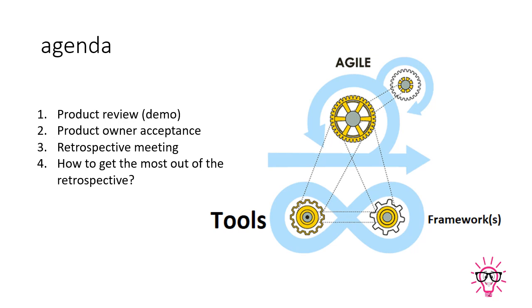Third point is retrospective meetings, how to conduct the retrospective meetings, and what the team is feeling when you are conducting retrospective meetings. And the last point for today's session is how to get the most out of the retrospectives. So what is the output from retrospective and how will you get it?